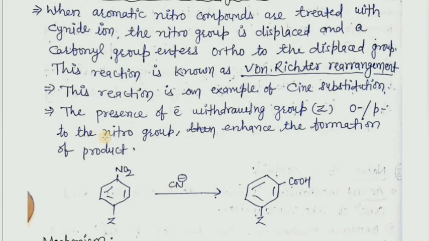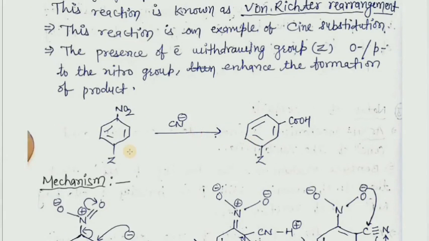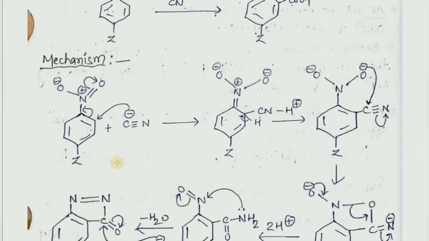This reaction is an example of cine substitution, because the incoming group gets attached at the ortho position to the nitro group. The presence of an electron withdrawing group Z at ortho or para position to the nitro group enhances the formation of product. So here in this case Z, that is an electron withdrawing group, is present at para position to the nitro. So let us see the mechanism of this reaction.